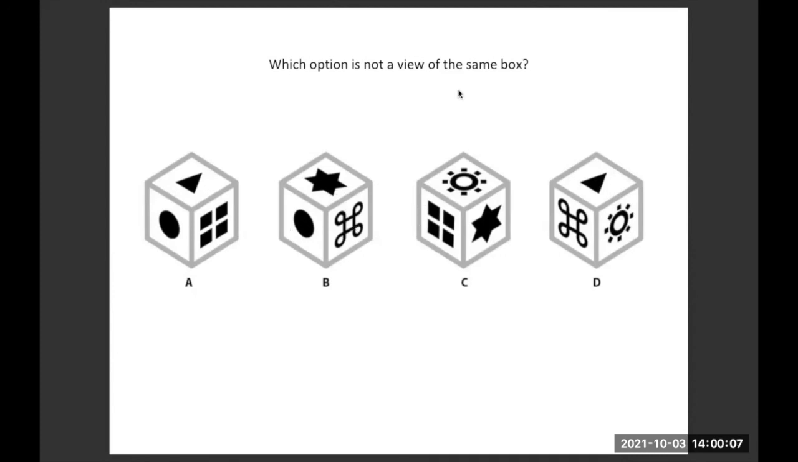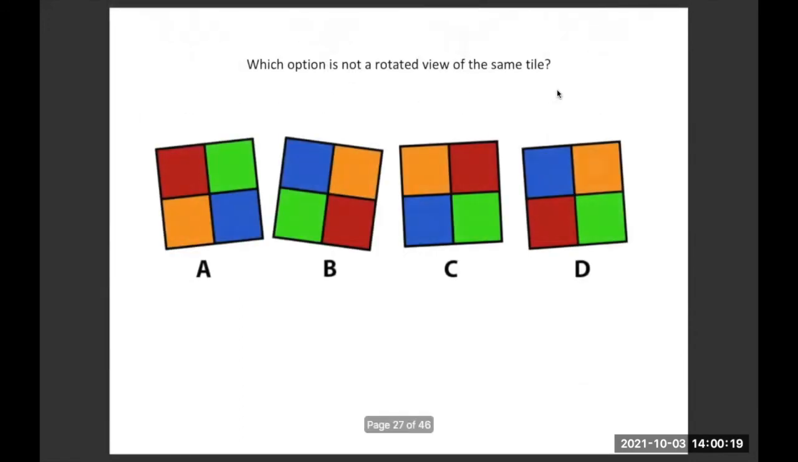I hope I'm clear here, students. Any questions you want to ask? Anybody? Okay. Anybody wants to guess? Anybody wants to give a suggestion as to how to solve this? You're supposed to ask which option is not a rotated view of the same tile.